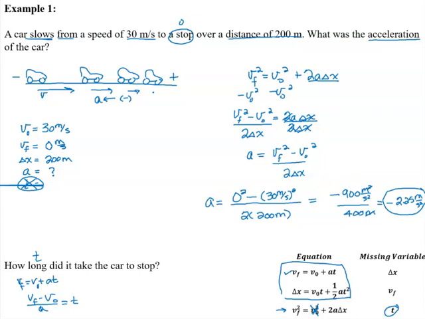So to plug in numbers, my final velocity is 0 minus 30 divided by my acceleration, negative 2.25 meters per second squared. That's going to give me my time, which is equal to 13.3 seconds. Now notice time is positive. The two negative signs are going to cancel each other out. You really should always get a positive time, or there's something wrong with your math.